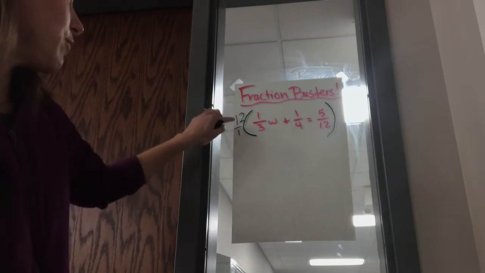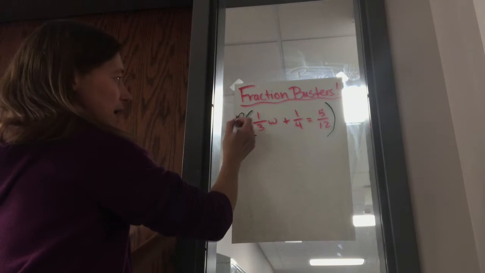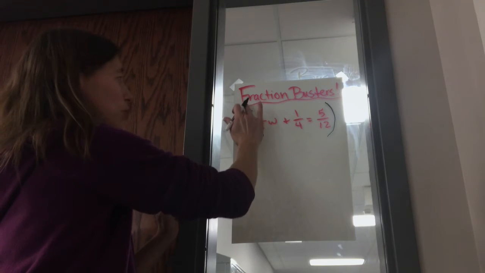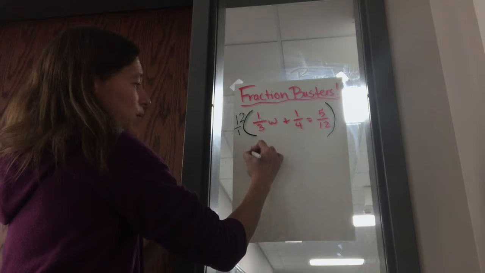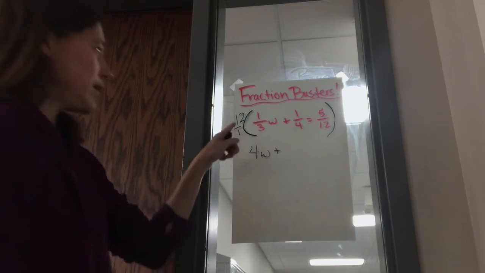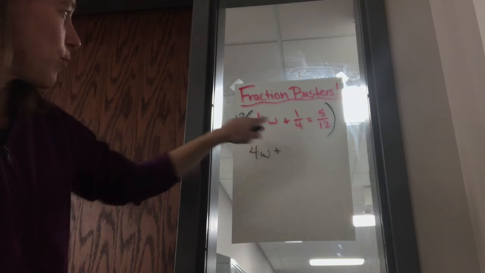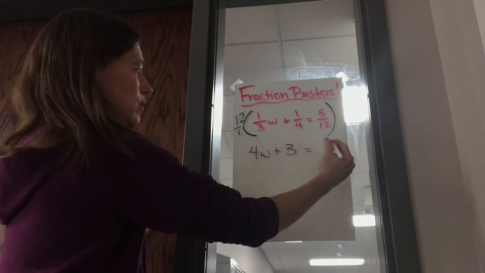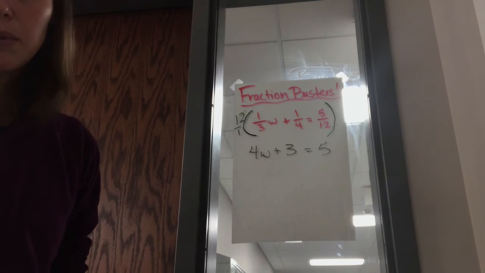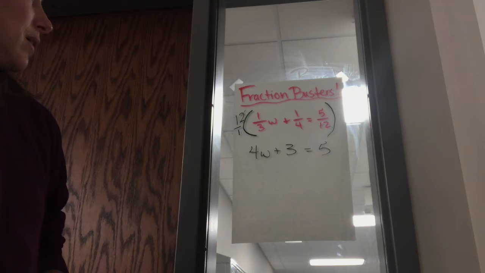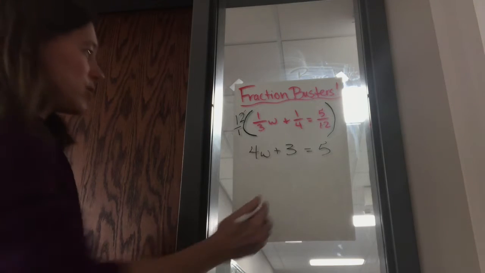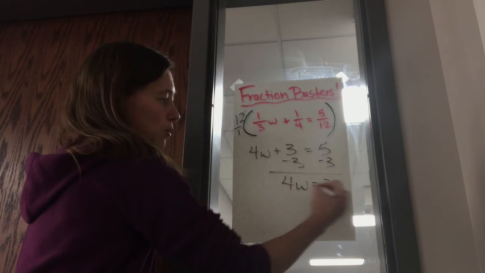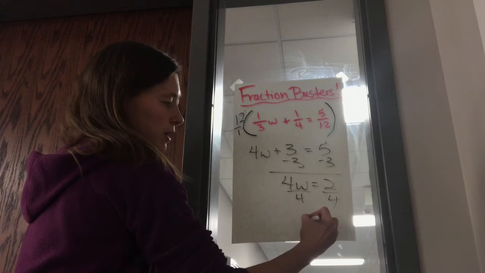Okay, so if I take 1/3 times 12, I could cancel the 12 and the 3 and get 4 over 1. Or you could just think 1/3 of 12 is 4. So we get 4w plus, and then 12 times 1/4, you can cancel the 4 and the 12 and get 3. So we have 4w plus 3 equals, and then here the 12s would cancel. So we get 4w plus 3 equals 5. Okay, and so then what we're going to do is we're just going to subtract the 3. And so we get 4w equals 2, divide by 4, we get w equals 1/2.